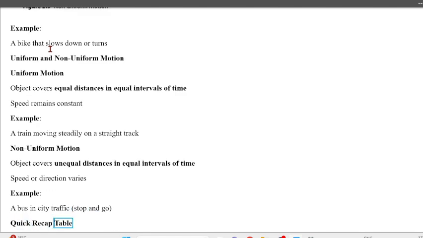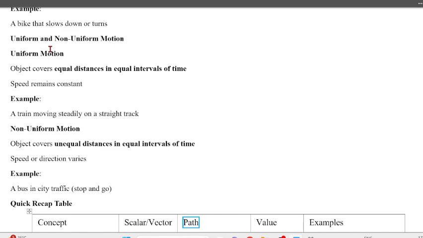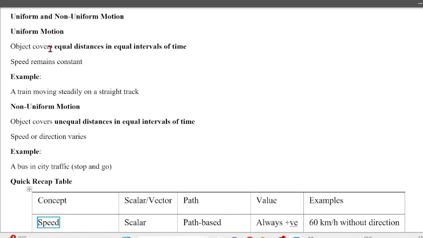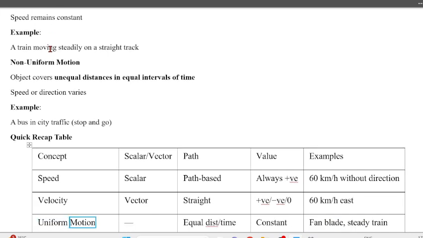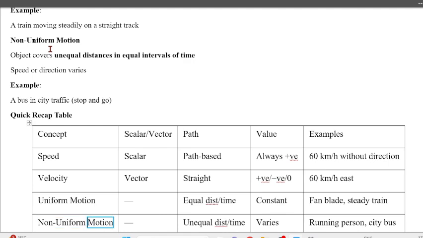Quick recap table: concept, scalar or vector, path or value. Examples: speed is scalar, path based, always positive, for example 60 km per hour without direction. Velocity is a vector, straight line, for example 60 km per hour east. Uniform motion: equal distance in equal time, constant, like a fan blade or a steady train. Non-uniform motion: unequal distance in equal time, varies, like a running person or a city bus.